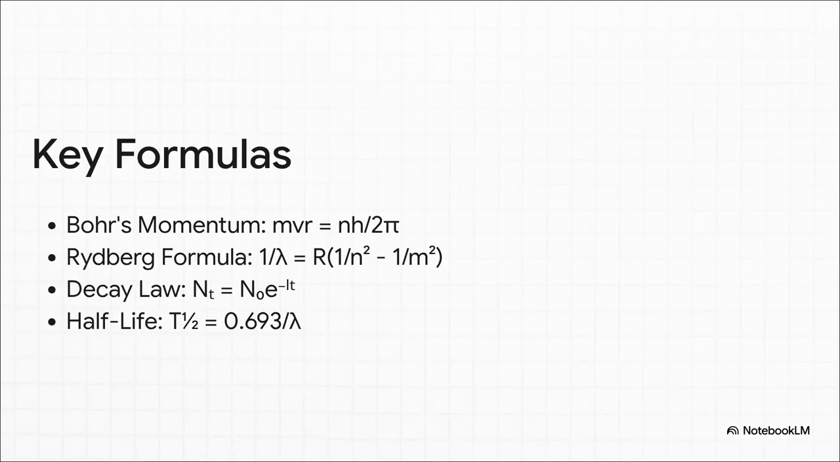All right, let's do a quick recap of the key formulas we've seen. We've got Bohr's rule for angular momentum, that's what decides which orbits are allowed. Then the Rydberg formula, which is the one that predicts those exact spectral lines. We've got the law of radioactive decay, telling us how many atoms are left after a certain time. And finally, the simple little formula that connects half-life to that decay constant.